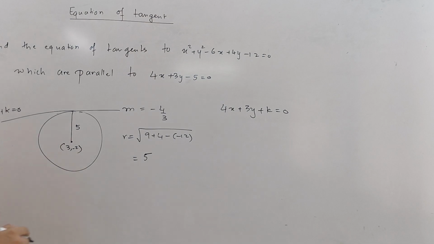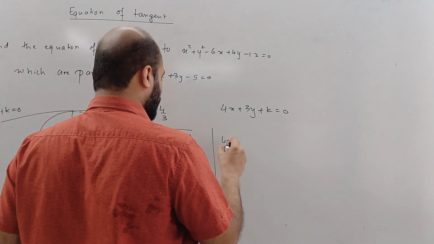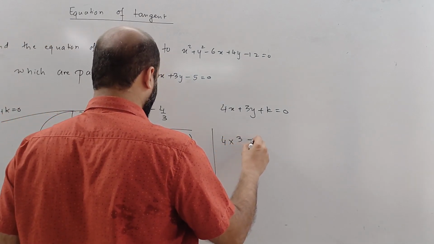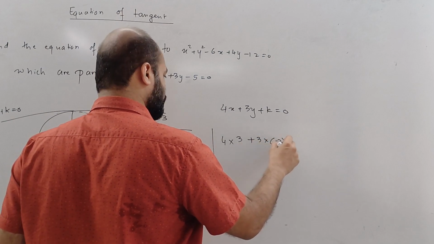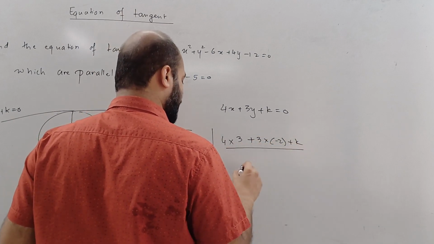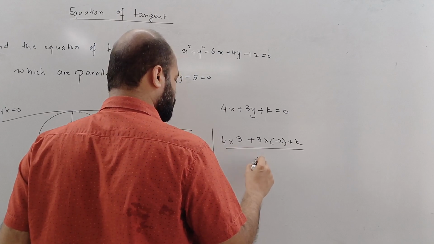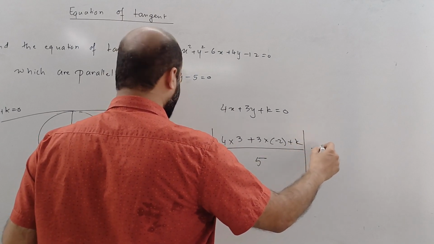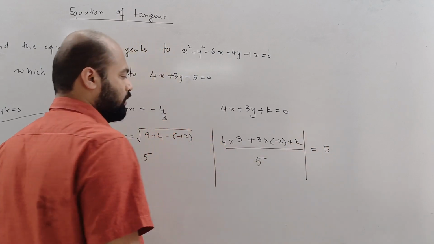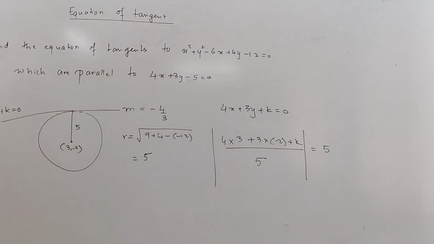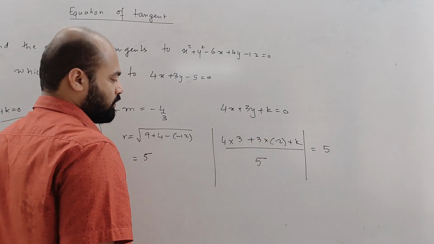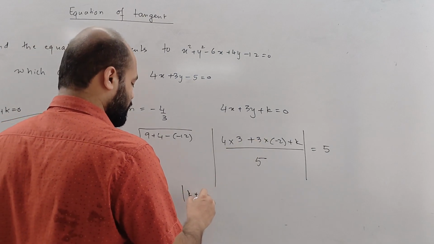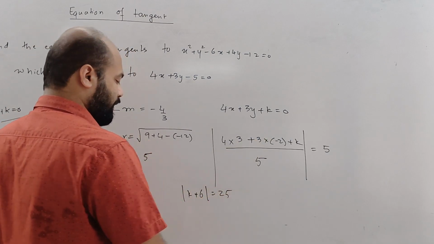Let's use this concept. So that means I'm going to write 4 into 3 plus 3 into minus 2 plus k, divided by 5, is equal to 5. This is what we get. Now if we calculate, this is going to be 12 minus 6, which is 6. So mod of k plus 6 should be 25 is what we get.